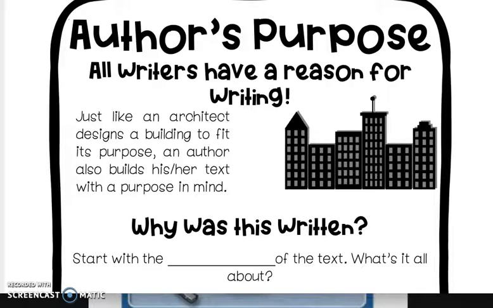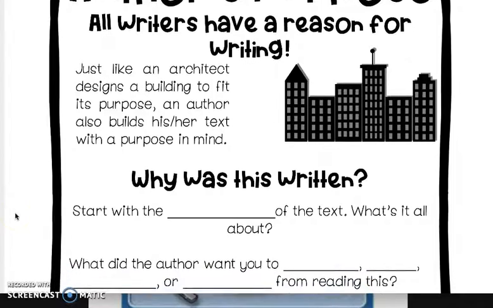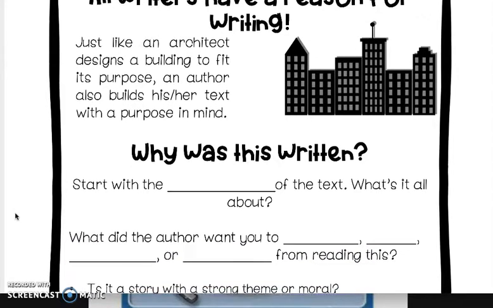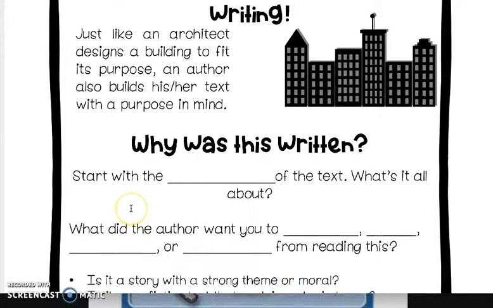message. Okay? So when we talk about author's purpose and message, we're talking about the reason the author is writing. So just like an architect designs a building to fit a specific purpose, an author also builds his or her text with a purpose in mind, or a goal in mind. Okay? So go ahead and you're going to be filling out these notes with me. So why was this written? Well, we need to start with the central idea of the text.